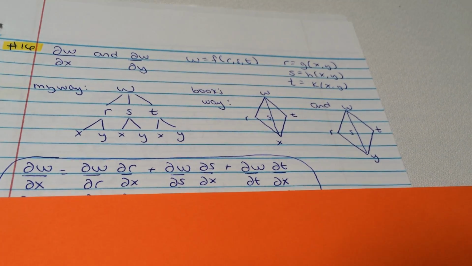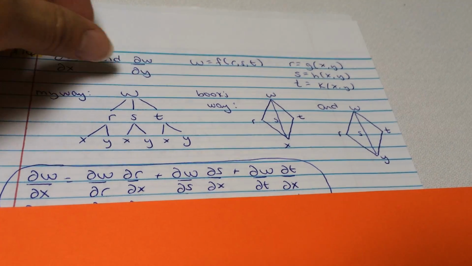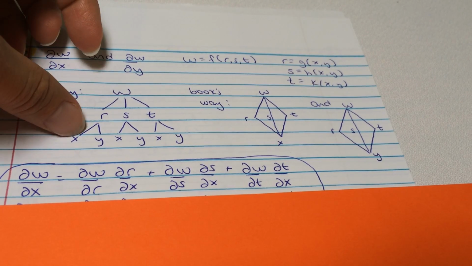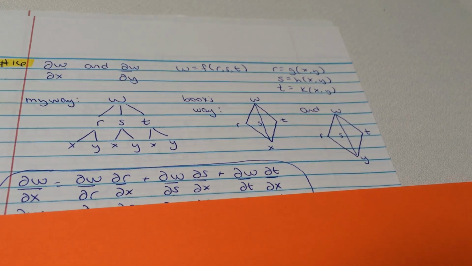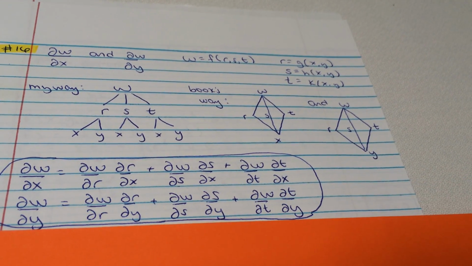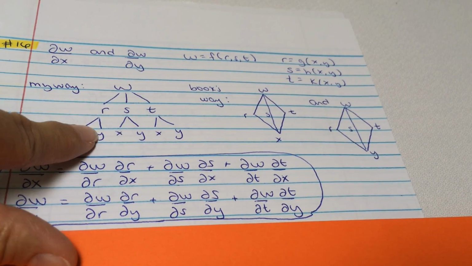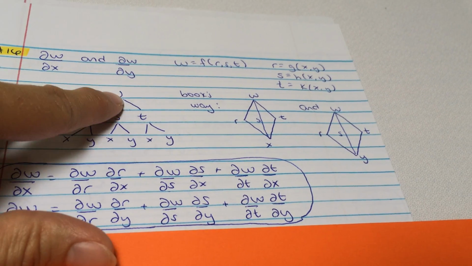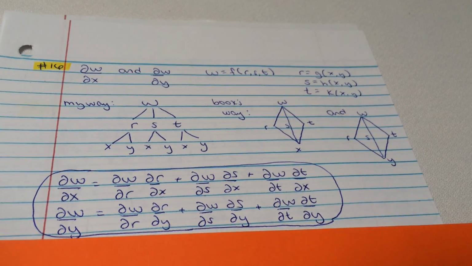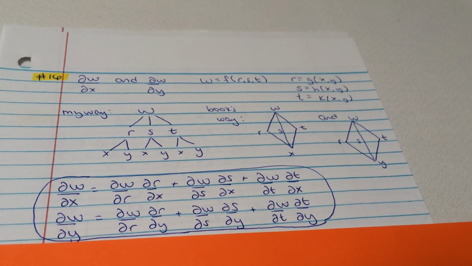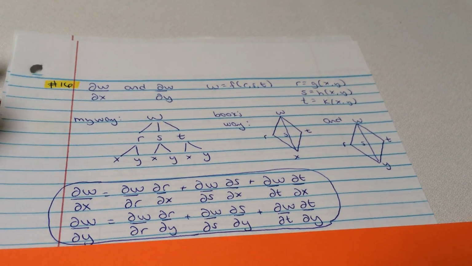So first you do X's. Well, it doesn't matter what you do first, but first I did X's because it comes alphabetically. So you're following the branches that end in X. For this first one, all of these are curly D's. And then for the Y, you're following the branches that end in Y. And again, all curly D's. So two separate answers here because you have with respect to X and with respect to Y.